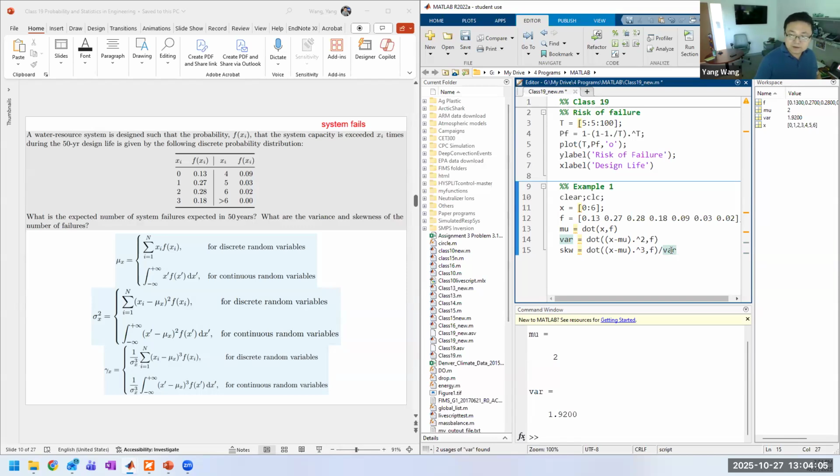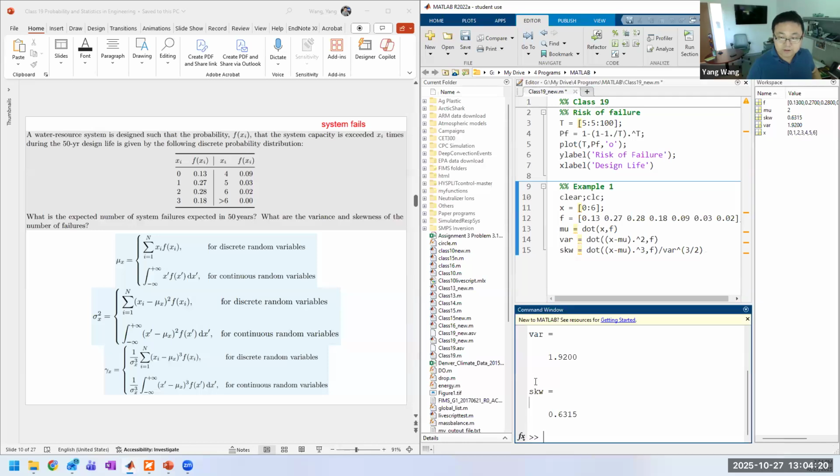So basically, we need to first take the square root and then multiply by 3, which is to get the cubic, right? So then it's to the power of 1.5. So then you can calculate that the skewness is 0.6315.